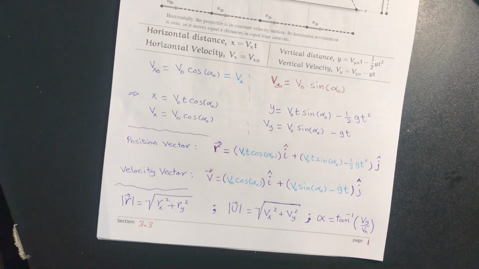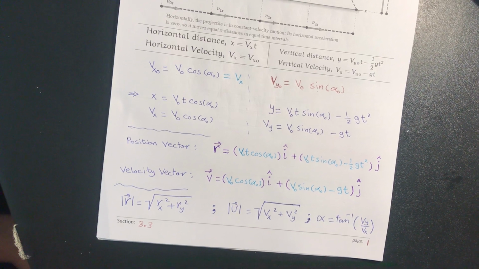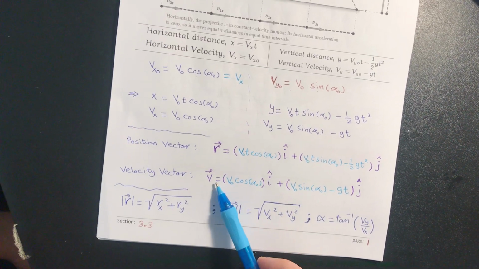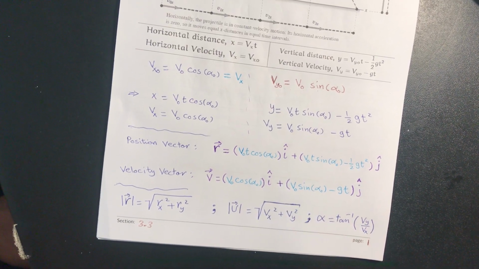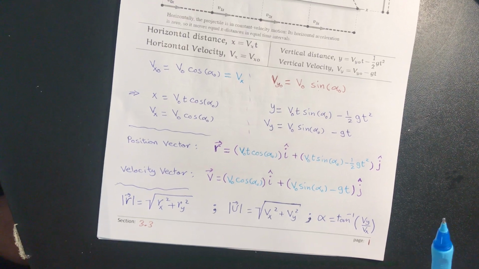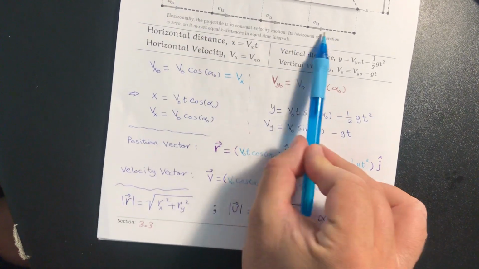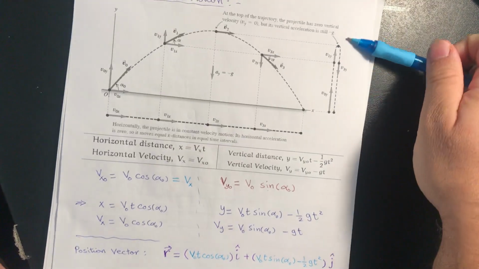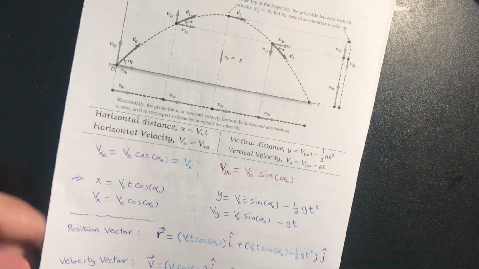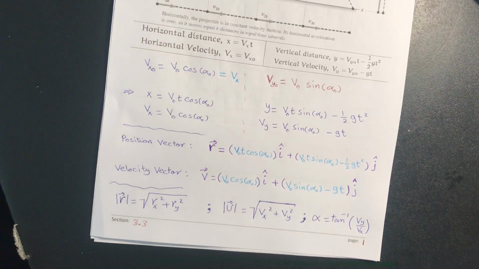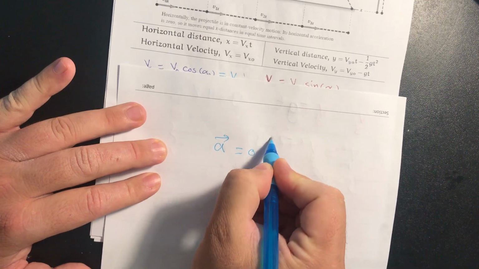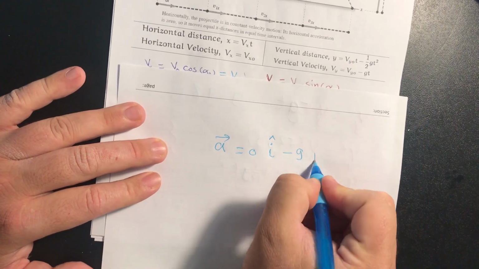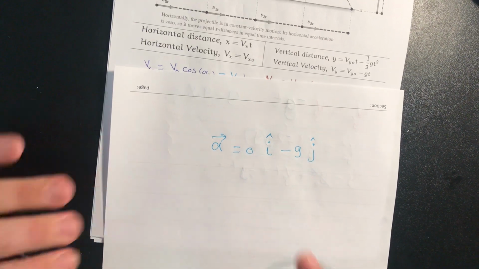As we know, for any motion we have a position vector and a velocity vector. Also we can find an acceleration vector. We just need to derive it, but the acceleration in the x direction is 0 and the acceleration in the y direction is negative g, downward. So if we need to write the acceleration vector, it will be equal to 0 in the i direction minus g in the j direction. This is the acceleration vector.